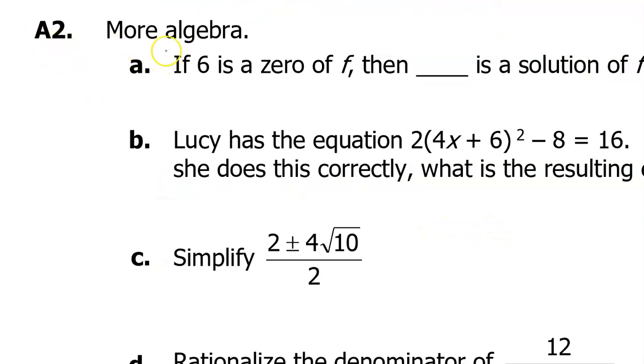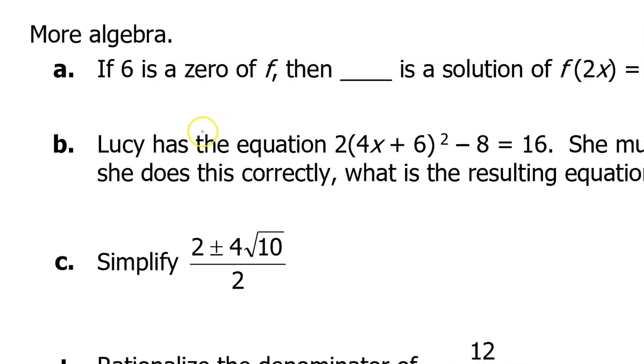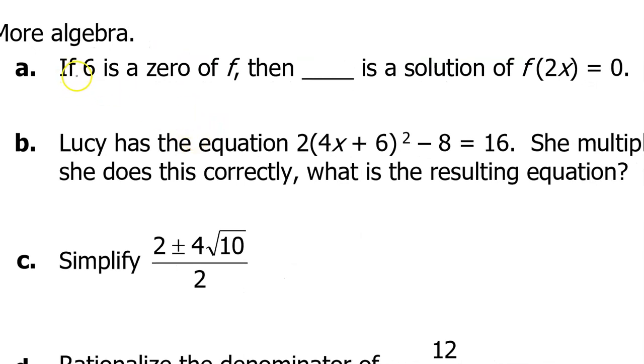Section A2, let's do some more algebra. Part A, if 6 is a 0 of function f, let's stop right there. If 6 is a 0 of f, that means if you plug in 6, you should get 0. So as soon as I see 6 is a 0 of f, I translate that into f at 6 equals 0. Then blank is a solution to f at 2x equals 0.